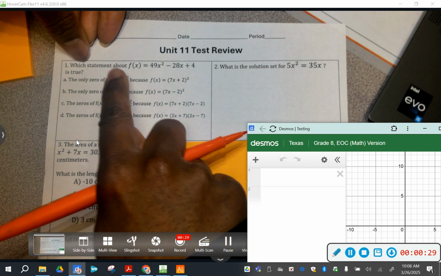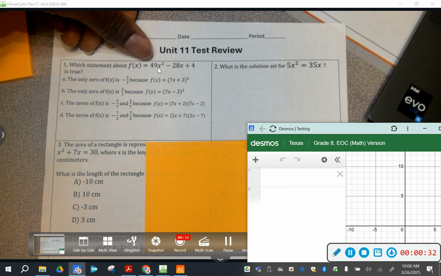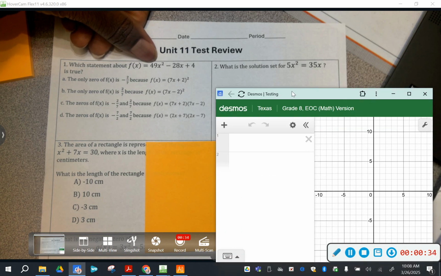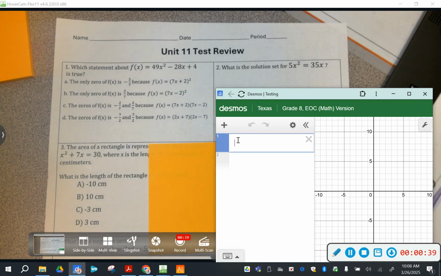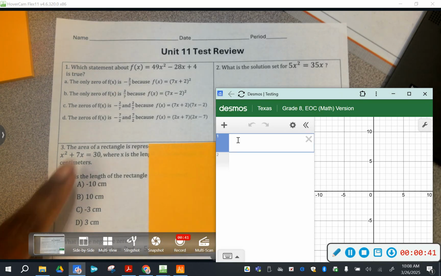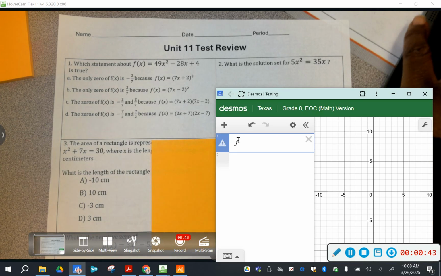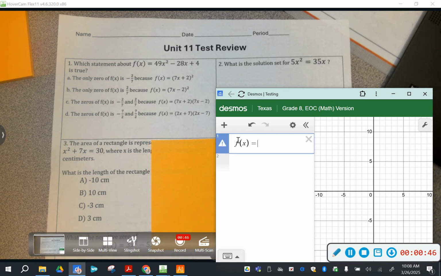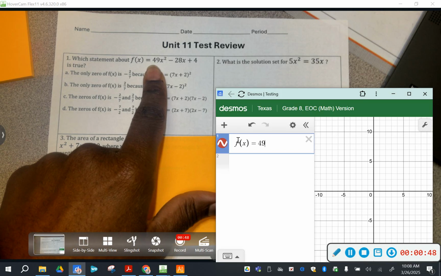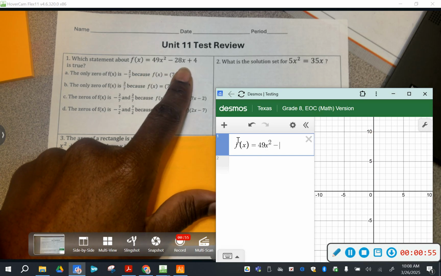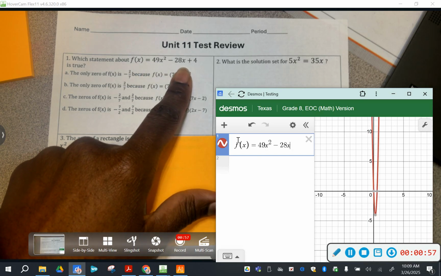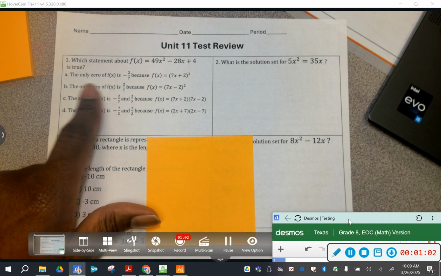This one says, which statement about f of x equals 49x squared minus 28x plus 4 is true? We are happy. This is what I need you to know, especially because STAR is coming up. You should be happy that they've given you an equation, or they're giving you the function. So when they give you the function, please don't break up the function. Don't split it up in Desmos. Put the whole function in, plus 4.